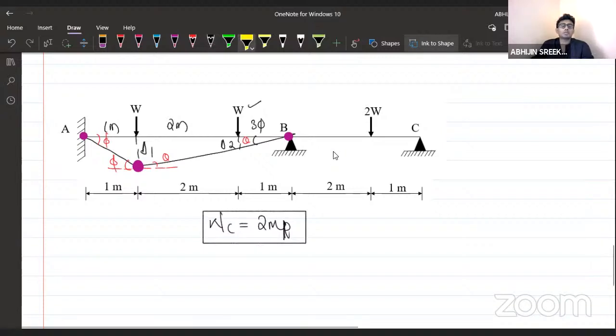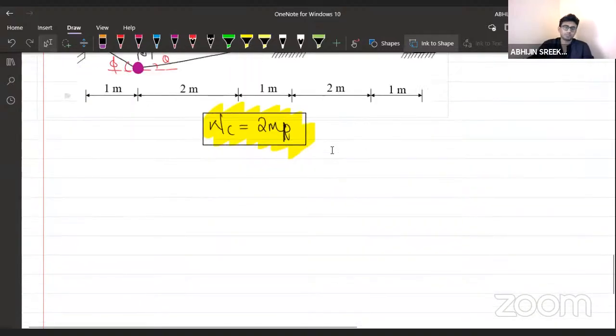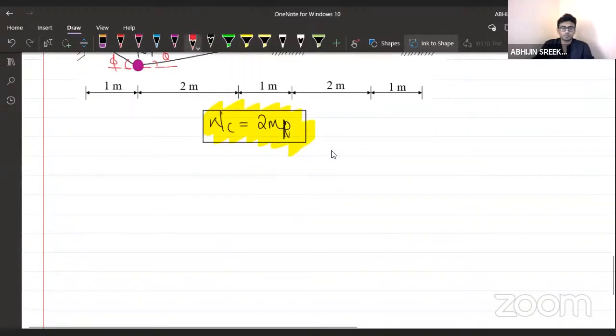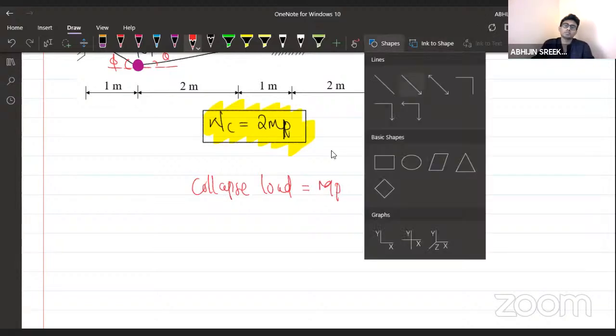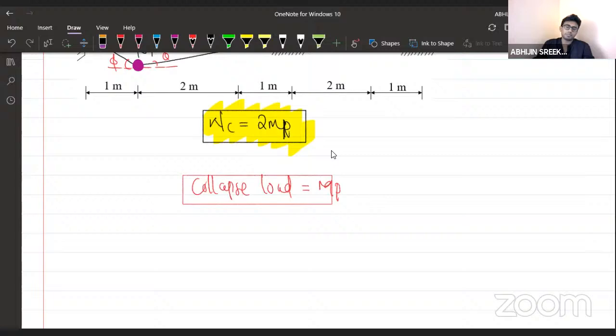Tell me what will be the collapse load? Will it be 2 MP? Which will be the collapse load here? Is it MP or 2 MP? Exactly. Collapse load here will be equal to MP. It's not 2 MP, Gushbu, it is MP.